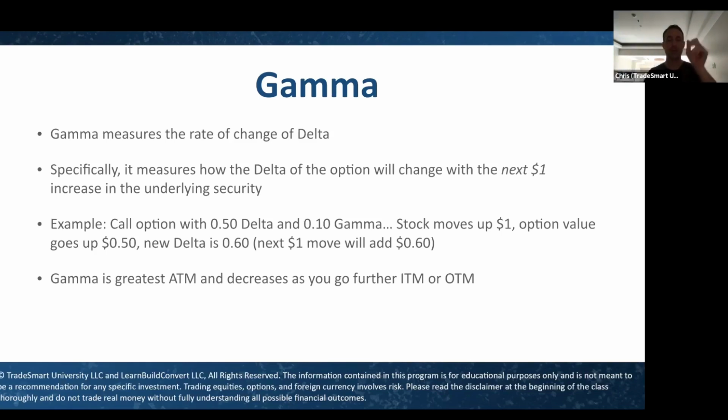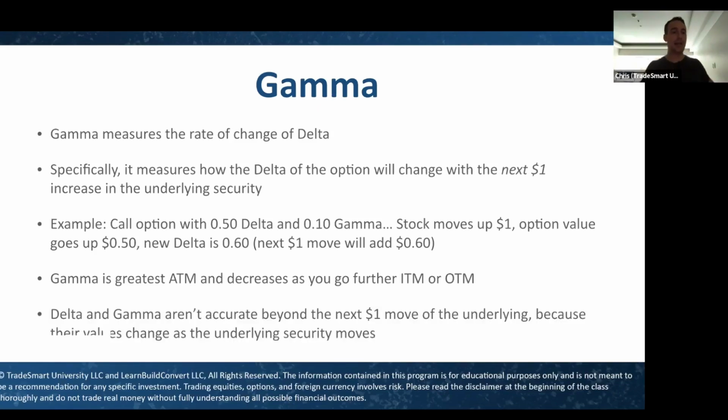So gamma is greatest at the money, and it goes down to 0 as you go in the money or out of the money. Now, the important thing to note here is that delta and gamma aren't accurate beyond the next $1 move of the underlying because their values change as the underlying security moves.